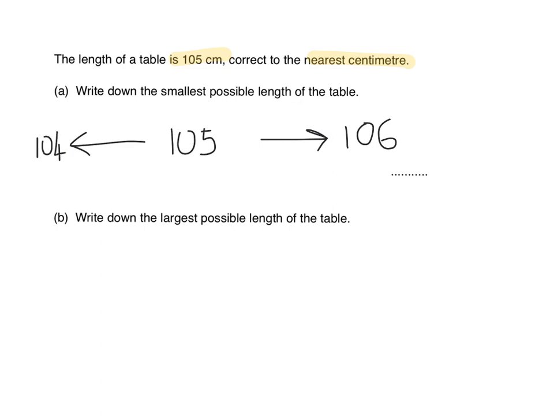So now I want to know, at what point do we stop rounding to 104 and start rounding to 105? So what point here? It's going to be the one in the middle, which is 104.5. And at what point do we stop rounding to 105 and start rounding to 106? Well, it's that point again in the middle, which is going to be 105.5. So the smallest possible length of the table would be 104.5 centimetres, and the biggest possible length would be 105.5 centimetres.